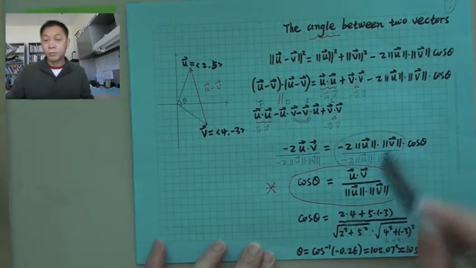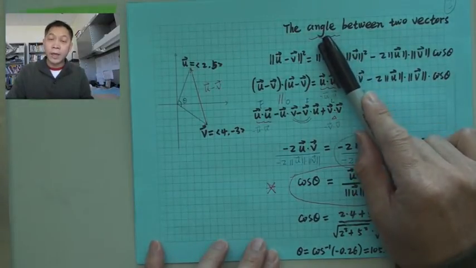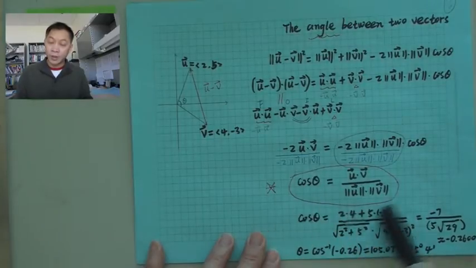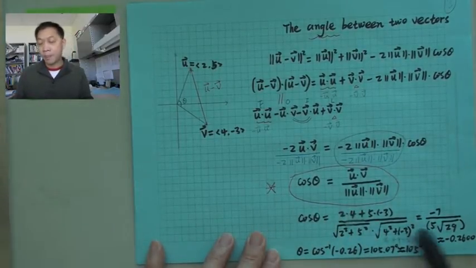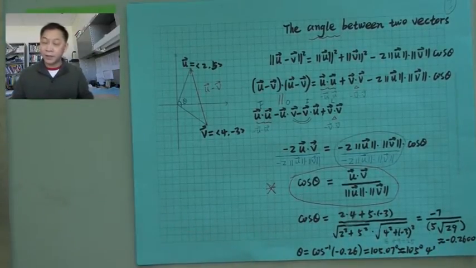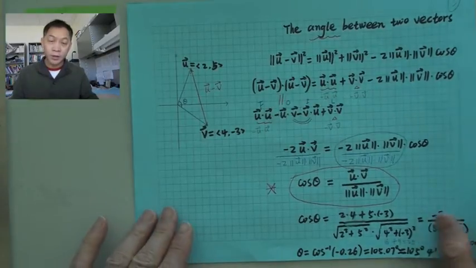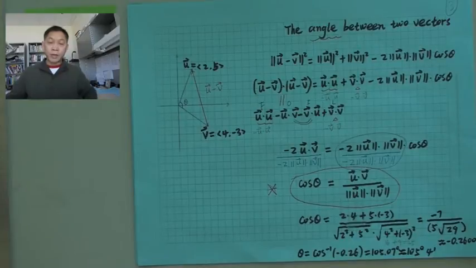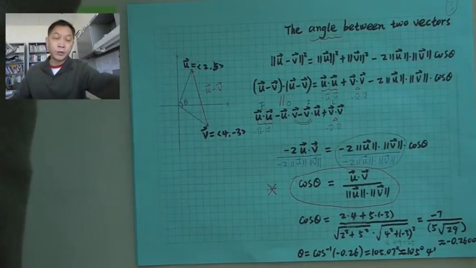Alright, so the angle between two vectors, this is the formula, and this is the example. Quite easy to find using the dot product. Okay. In order to make the lecture short, I'll stop right here. See you next time.